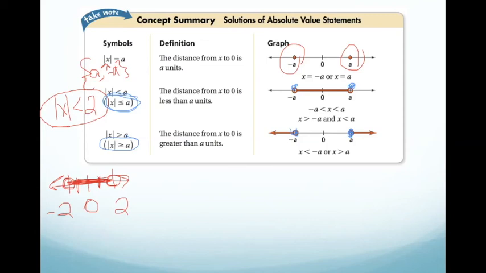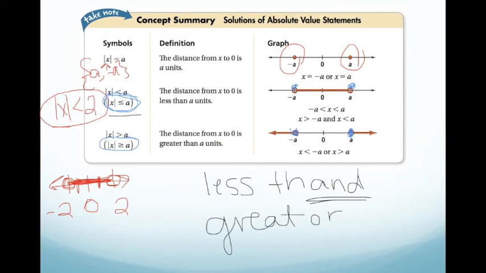Okay, so the trick here, how do I remember if it's the part in between or the part outside? The trick that I use for less than is to think less than. And remember, and is the part that overlaps. It's the part that's shared. So that's the part in between. And for greater, it's great or. So great or is the parts that are pointing away. It's everything outside. So we have a less than and a great or.